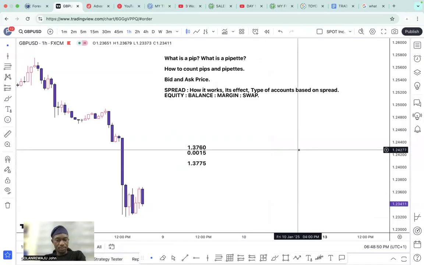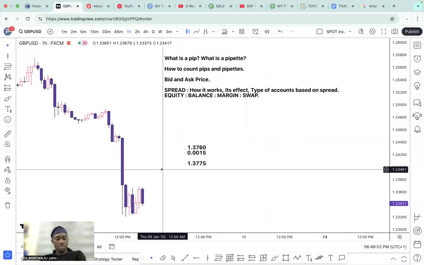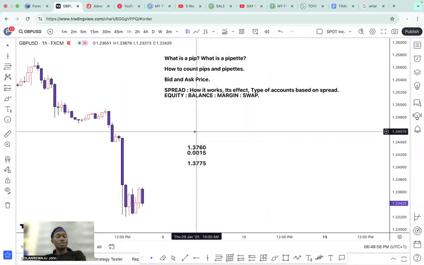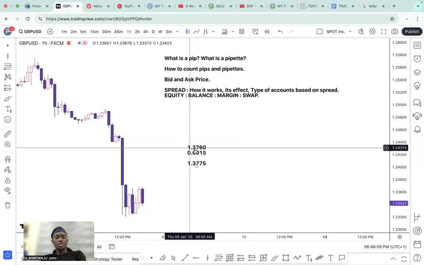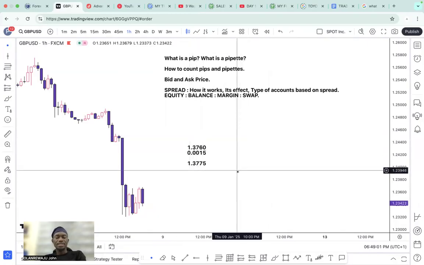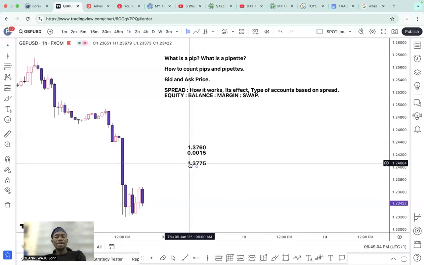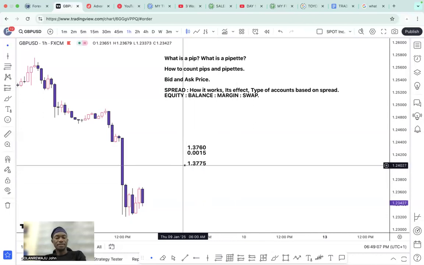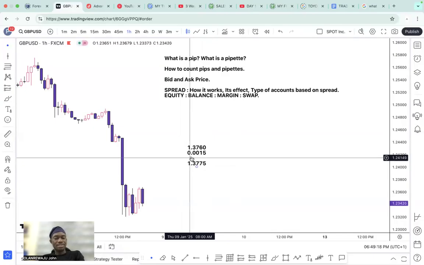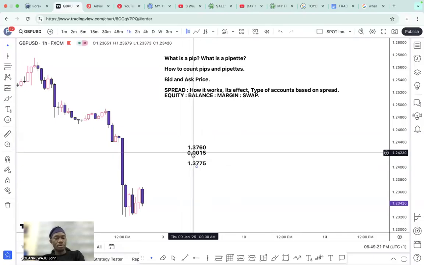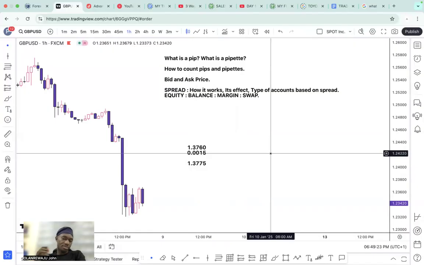Do you get it? So we woke up this morning, and when the market opened for GBP USD, it opened at 1.3760. But the market kept increasing, and currently the market has gotten to 1.3775. Find the difference. First of all, 1.3775 is greater than 1.3760, right? And then the difference is actually 15, not 0.0015, in the terminology of pips. So that means that the market has increased by 15 pips today.